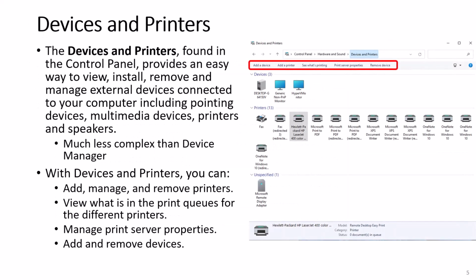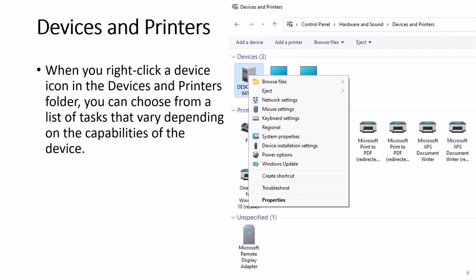The devices and printers found in the control panel provides an easy way to view, install, remove, and manage external devices connected to your computer, including pointing devices, multimedia devices, printers, and speakers. Devices and printers is much less complex than Device Manager. With devices and printers, you can add, manage, and remove printers, view what is in the print queue for the different printers, manage print server properties, and add or remove devices. When you click a device icon in the Devices and Printers folders, you can choose from a list of tasks that vary depending on the capabilities of the device.